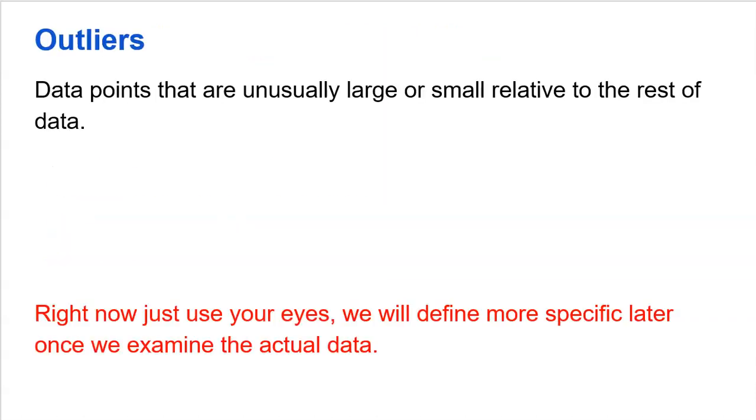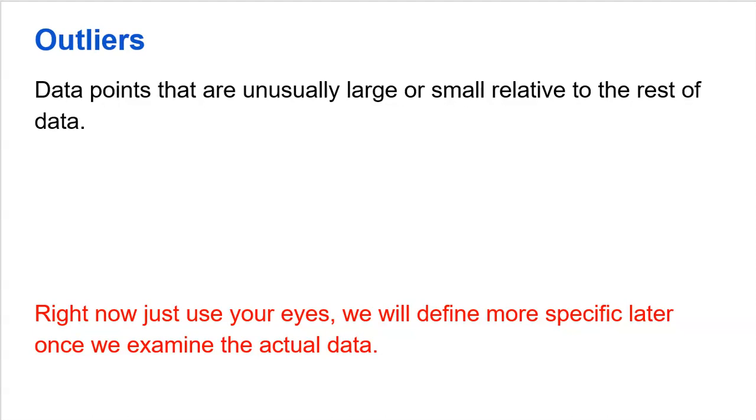All right, so let's talk about a couple other notable features. Outliers is one. Now, not all data has outliers, right? All data has spread, center, and shape. Not all data has outliers. So if there are outliers, mention them. Now, I hope you guys know what an outlier is. It's an unusually large or an unusually small value relative to the rest of the data. Right now, we're just using our eyes. But very soon, when we have the actual data in front of us, we will find a more specific way to identify outliers, 100% yes or no.